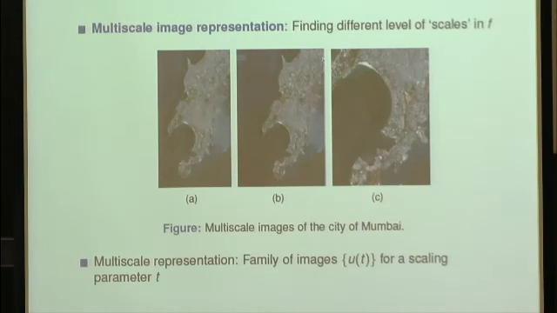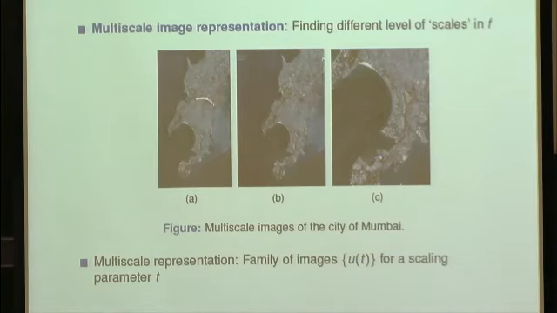Multi-scale image representation, which is what we are going to talk about here, is basically you have an image and you want to extract different scales in this image. That means, for example, here is the city of Mumbai, and here is the same city which is seen at some height, and then you go down, you see more details, and you go again down, here you have more and more details showing up.